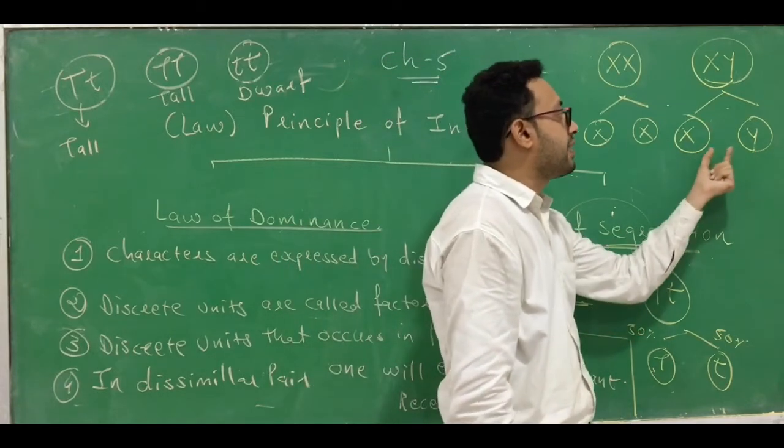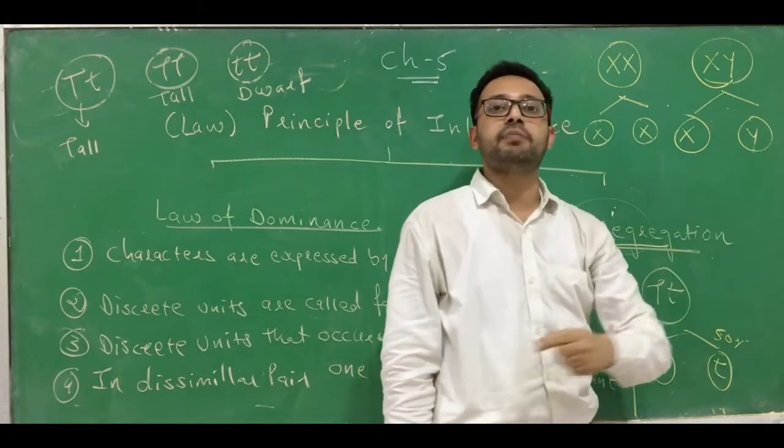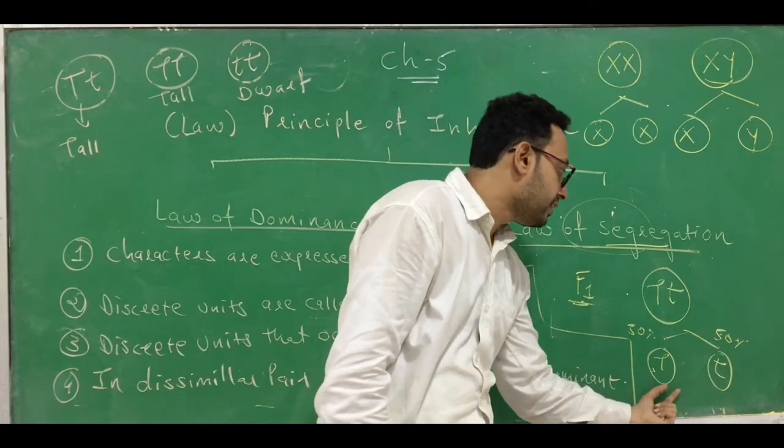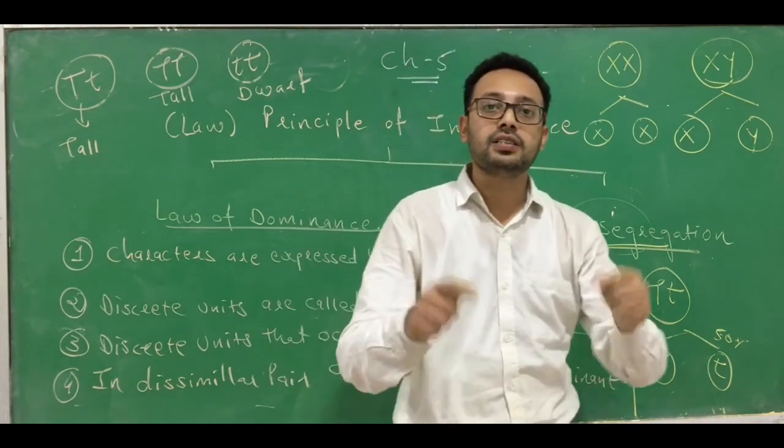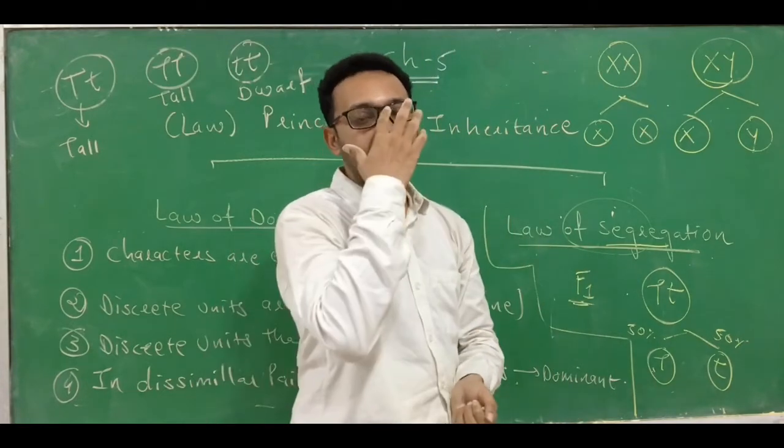And 50% of gametes contain one, and another 50% of gametes contain the other one. Like see, 50% of gametes contain one, another 50% of gametes contain this. This is called the law of segregation.